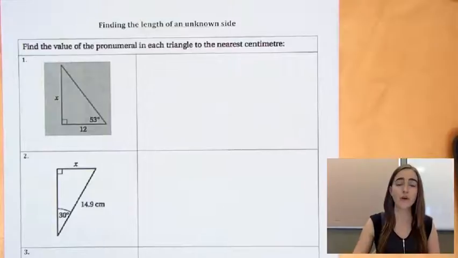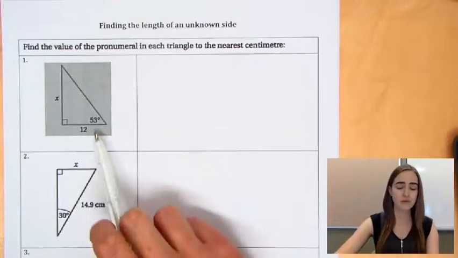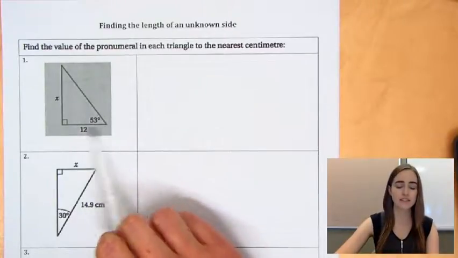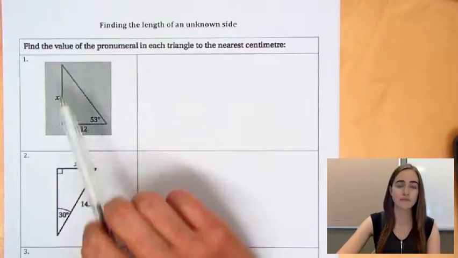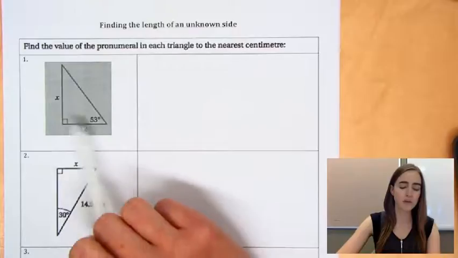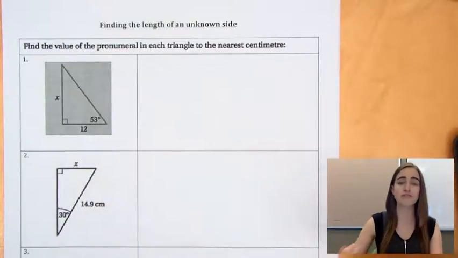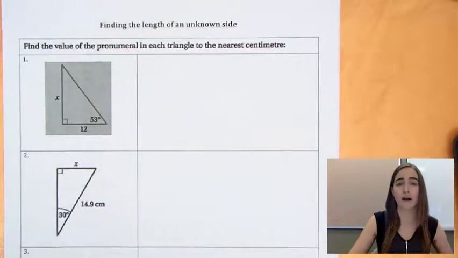In this video, I want to have a look at how we can use trig to find the length of an unknown side in a right-angled triangle. So our first example here, we've got an angle of 53 degrees, a side of 12, and this other side that we want to find the length of. The first thing we need to do is recognize which trig ratio we're going to be able to use.